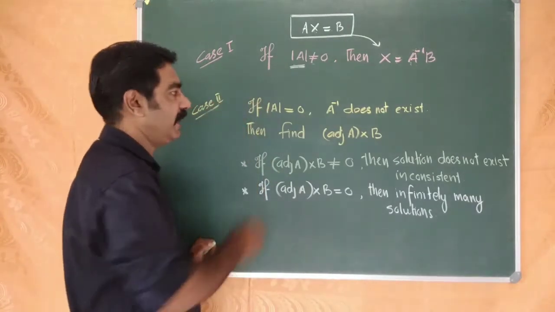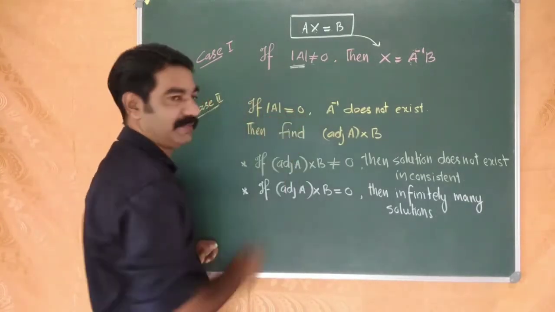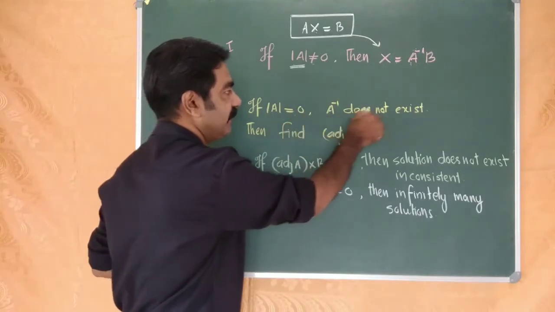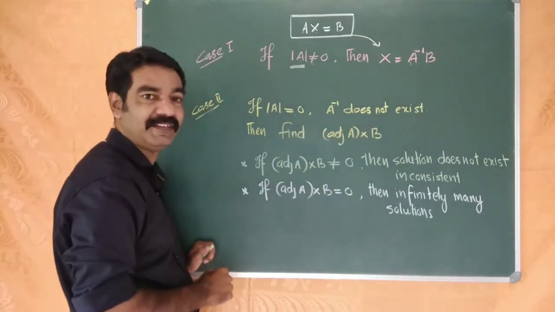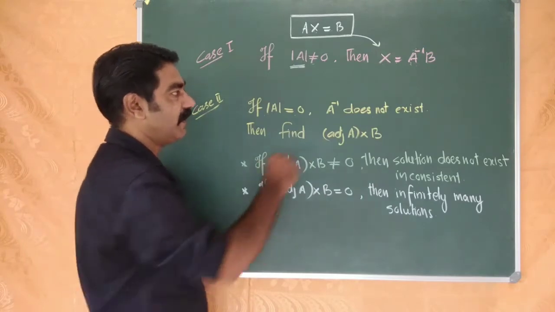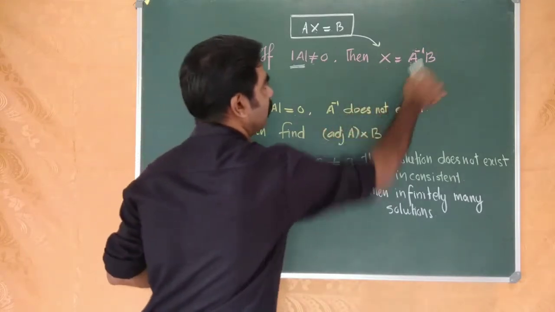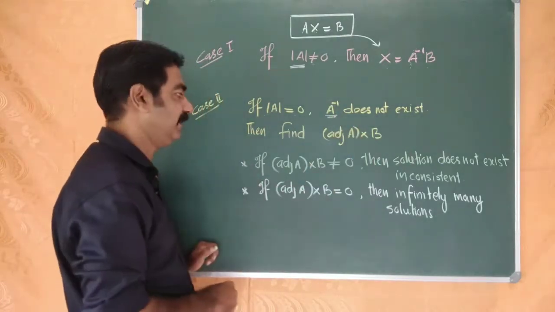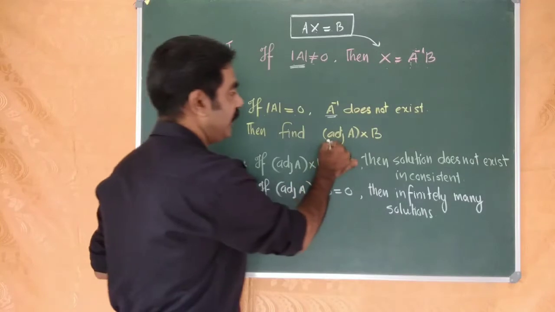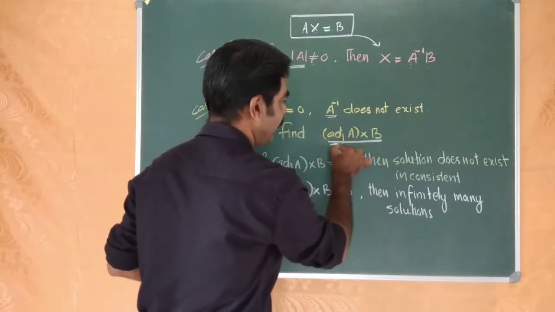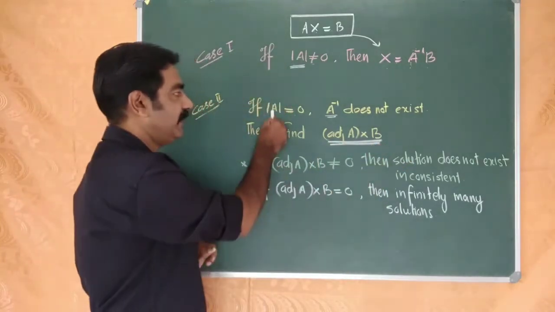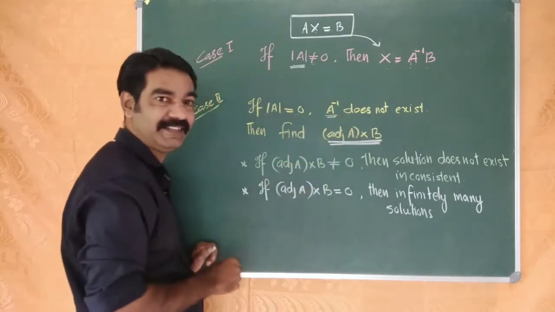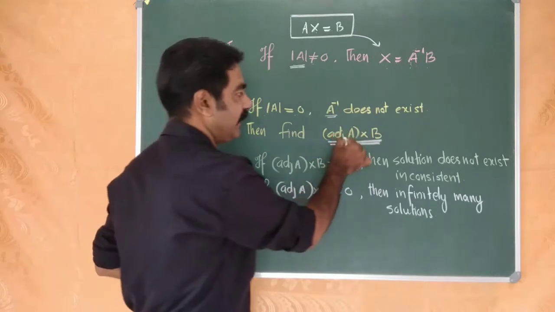Now, another case. What is case 2? If delta equals 0, that means A inverse does not exist. So we can't write X is equal to A inverse B, because A inverse does not exist. In that case, we have to find adj A into B. If delta is equal to 0, then A inverse does not exist, so we have to find adj A into B.